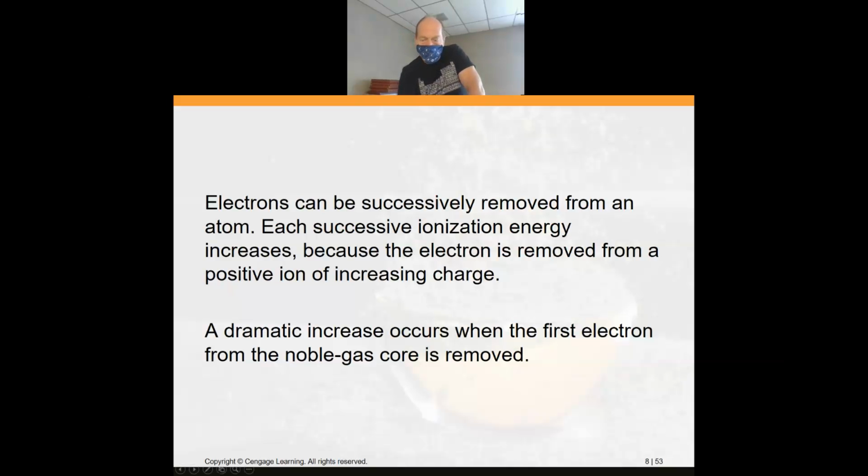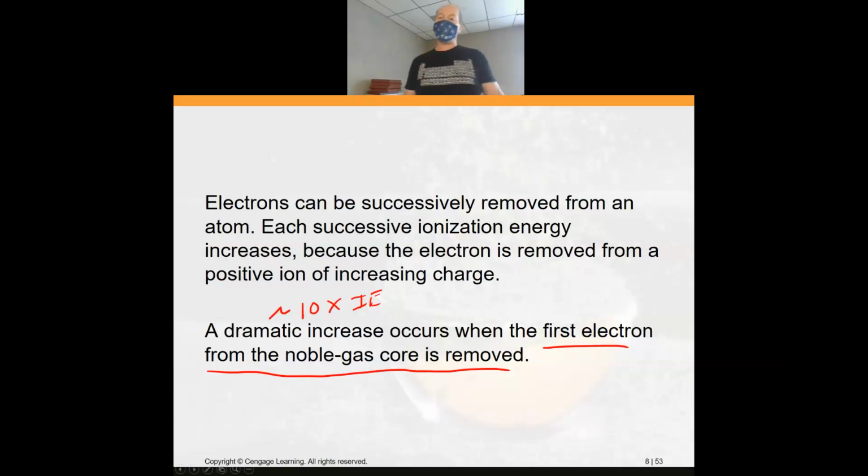Here is your dramatic increase. What I call a dramatic increase is, as a rule of thumb, about 10 times the previous ionization energy. That occurs when the first electron from the noble gas core is removed. We did those examples. Ionization energies 2, 3, 4 always increase, but that one is going to go up not by a factor of 2, but by a much larger factor. In general, it's a factor of 2 versus a factor of 10. You will see a much larger increase in energy, and so they will just call it a dramatic increase in energy.